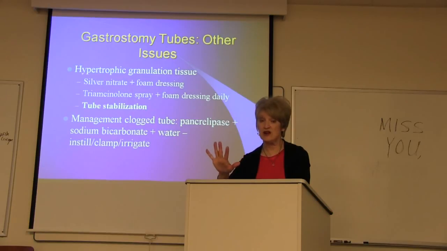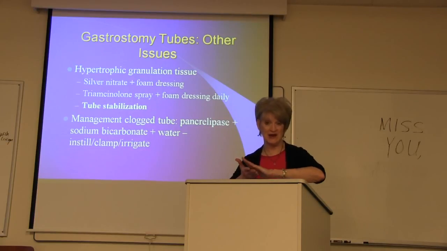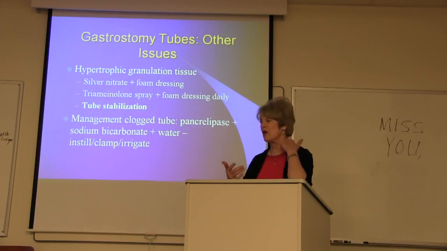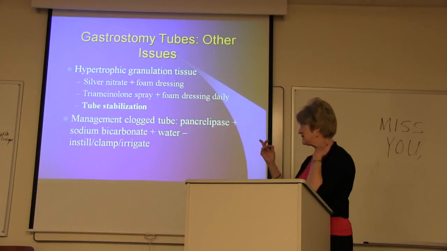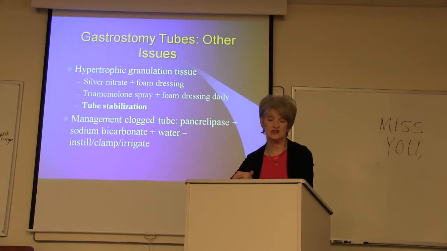So it's not that silver nitrate is wrong. Silver nitrate is an option, and typically you would follow the silver nitrate treatment with a foam dressing, because we know foam dressings keep the area drier and help to flatten out hypertrophic tissue. But there's another option, and that is triamcinolone spray or solution, also known as Kenalog. It's a mid-potency steroid, and it rapidly reduces the level of hypertrophic granulation tissue.